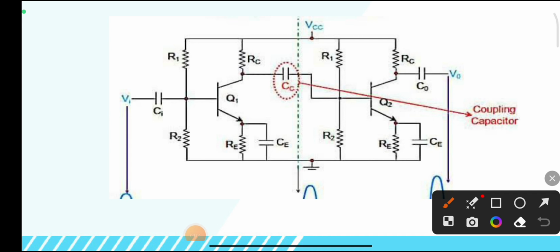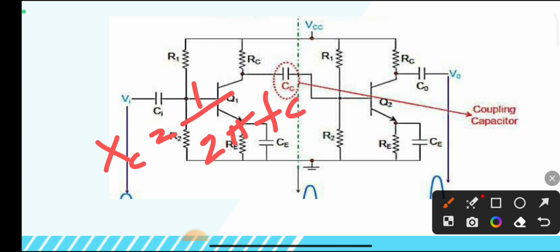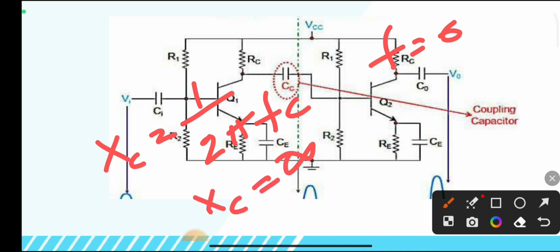Here we know the relation: the capacitive reactance is given by Xc, which is equal to 1 divided by 2 pi Fc. So for DC, F is equal to 0, so Xc becomes infinity. Infinity means the reactance is infinity, that means the impedance due to the capacitor is infinite. So for DC, the capacitor offers infinite resistance, meaning open circuit for the DC.